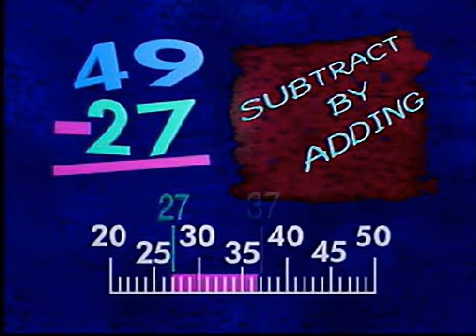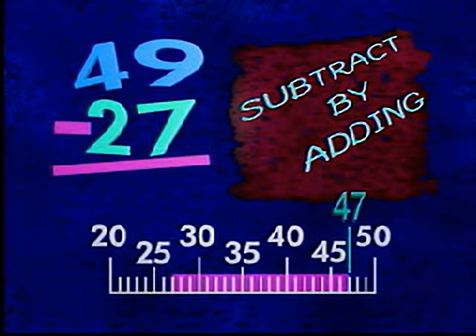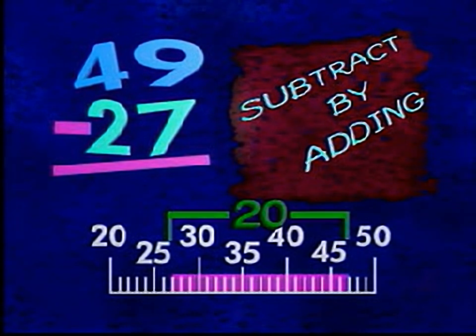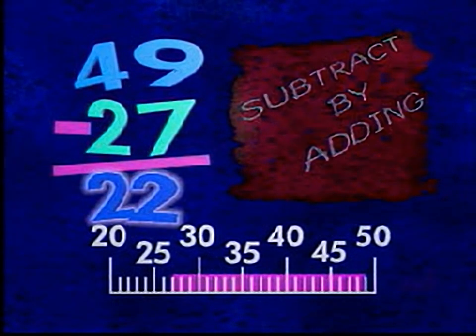Okay, I think I'm ready to try one out. Okay, how about 49 minus 27? 27, 37, 47. Well, that's 20, plus 2 more to 49. That gives us an answer of 22. I think I'm going to like subtracting by adding.